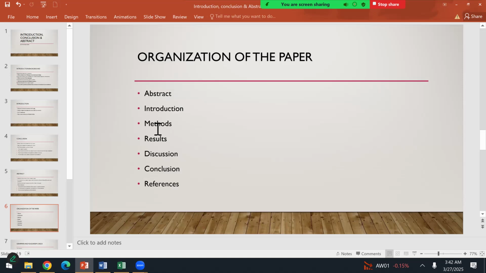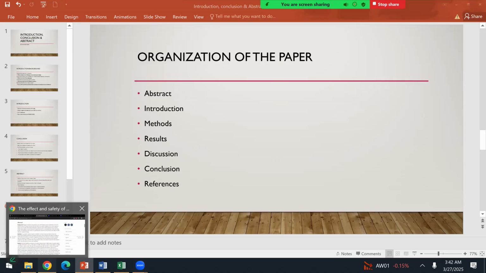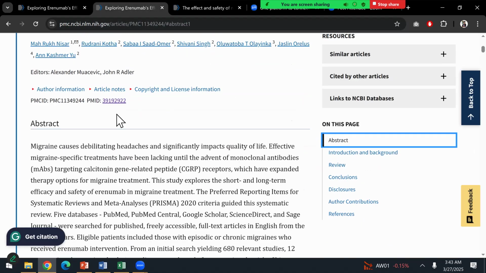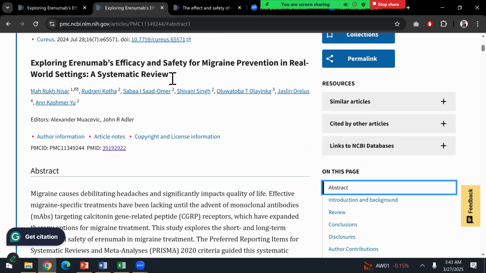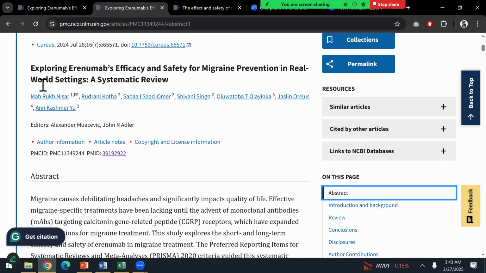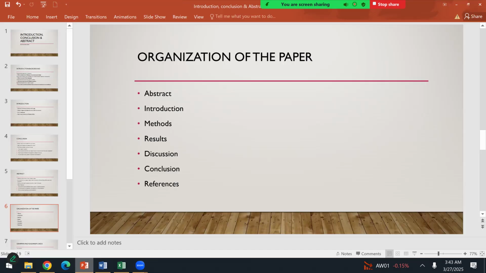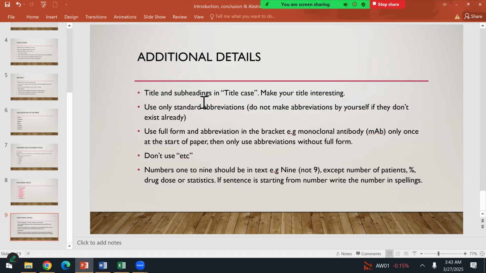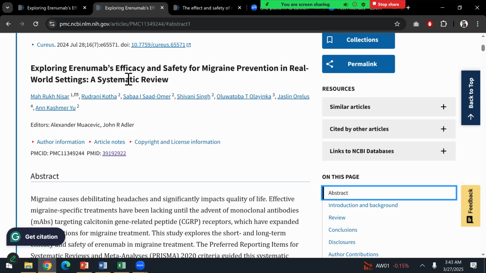Now, organization of the paper. First of all, abstract. Let me show you, and then we will see this. Your research question, you have to make it interesting, that I already told you. Let's discuss it first. Titles and subheadings should be in title case. So you have to make your research question interesting.